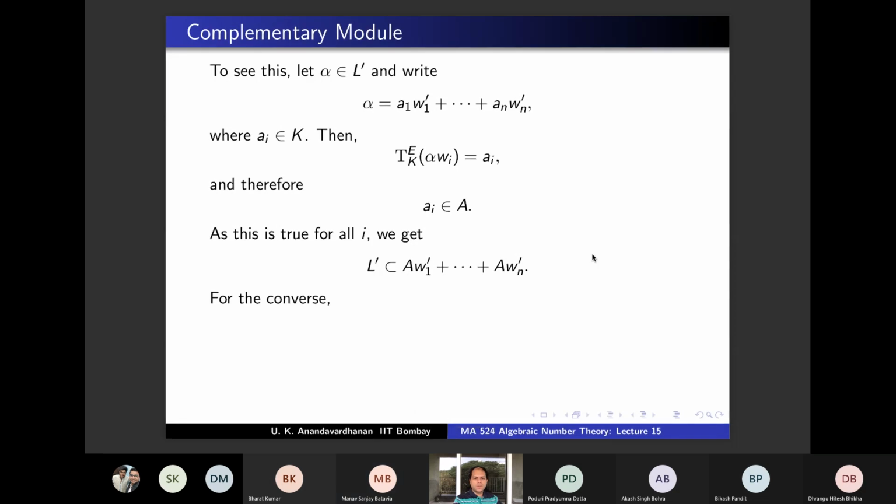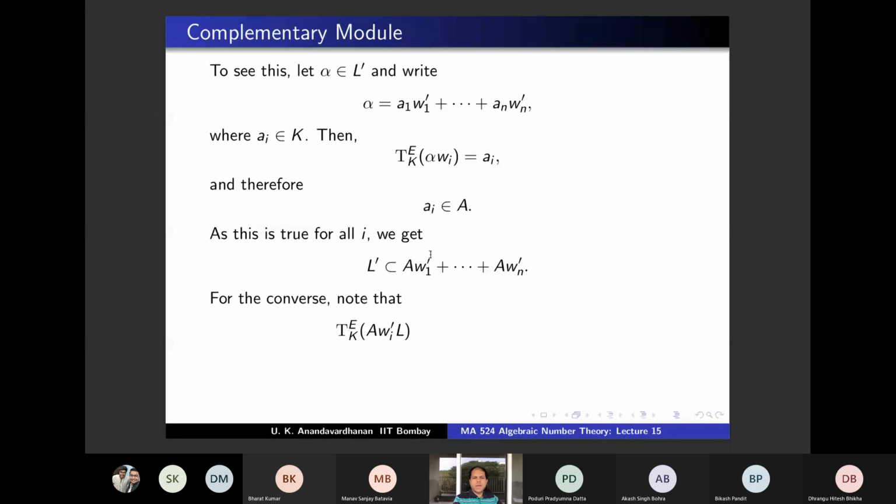So for the converse, that is just like delta ij, right? Wi prime Wj. So that's what the linear combination will be in A, that's what you used here. Yeah, no, I'm saying for the converse. For the converse, what are you saying? If you take something in this, you have to show that it belongs to L prime. Yeah, you are right. That's it. So if you take an element from this, you have to show that it belongs to L prime.